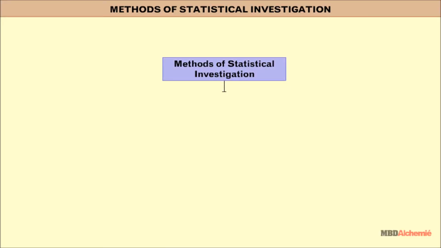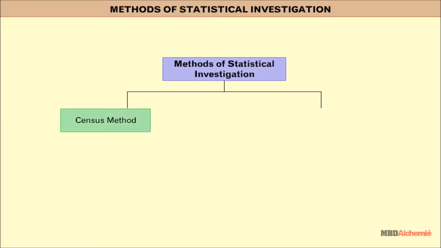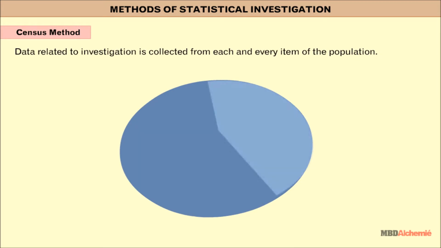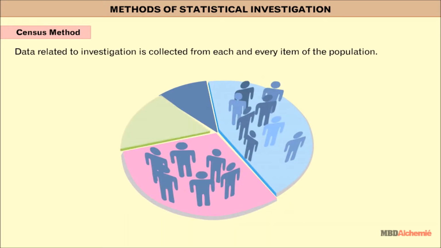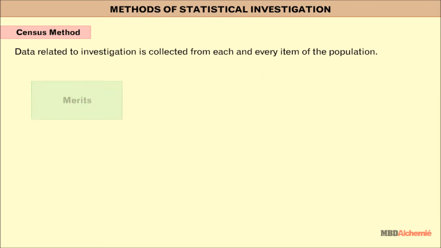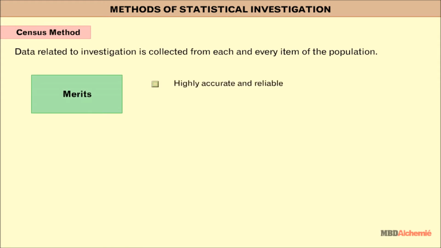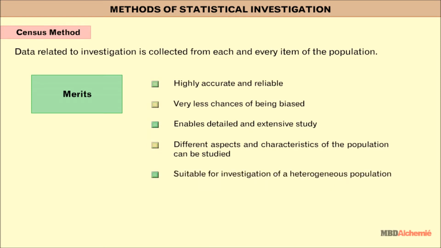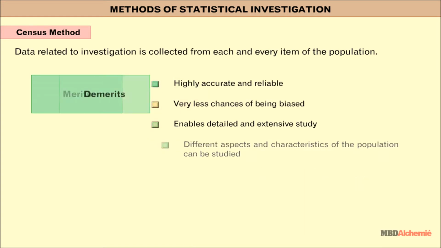Methods of statistical investigation. Census method. Sampling method. Census method. Data related to investigation is collected from each and every item of the population. Merits. Highly accurate and reliable. Very less chances of being biased. Enables detailed and extensive study. Different aspects and characteristics of the population can be studied. Suitable for investigation of a heterogeneous population.